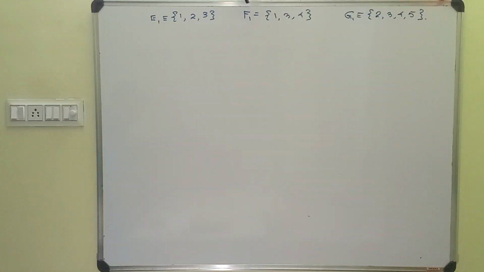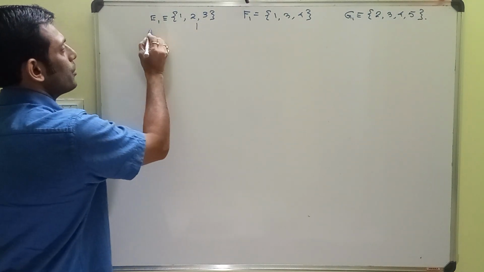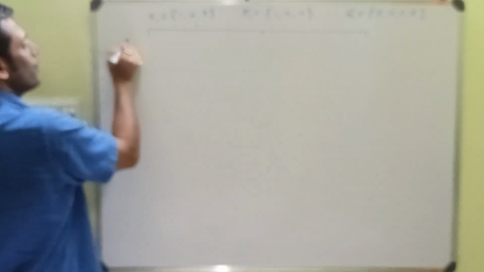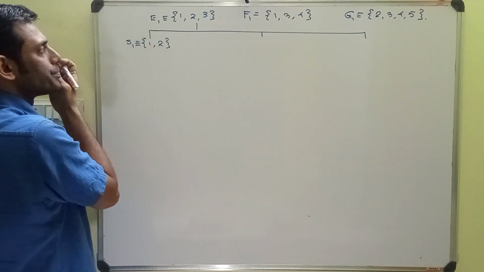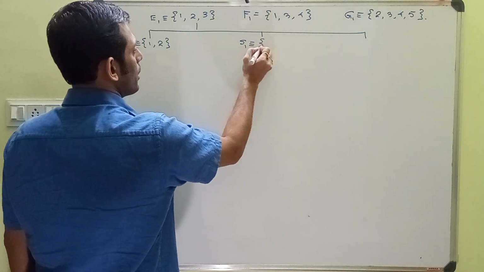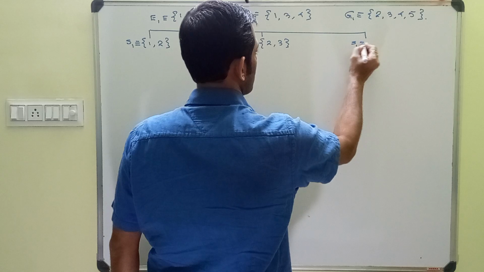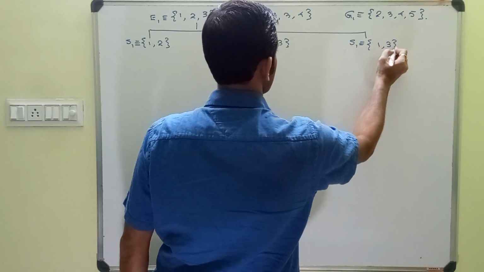Two elements are chosen at random without replacement from the set E1. Let S1 represent these chosen elements. That means we can begin the question from this step. How many S1 sets can be made? Two elements taken, it can be 1, 2. It can be 2, 3. This can be 1, 3.